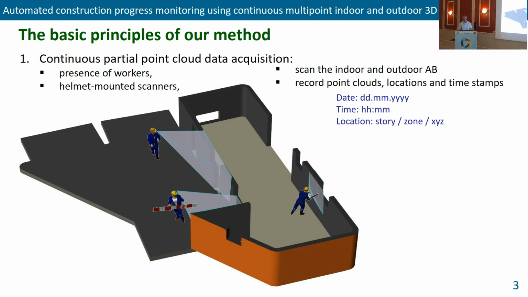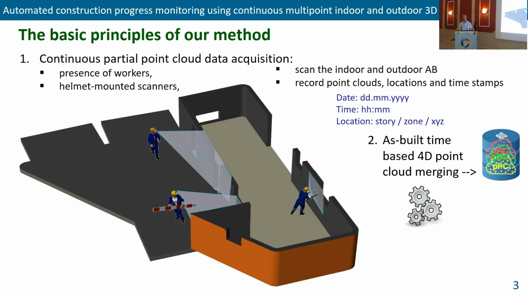After the producing of partial point clouds, they are transferred to the server, which operates software to merge these partial point clouds into the point cloud of the whole construction building. This is the product, the 4D as-built point cloud of the whole building.